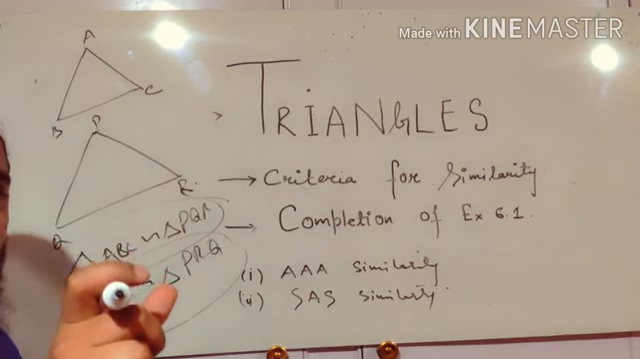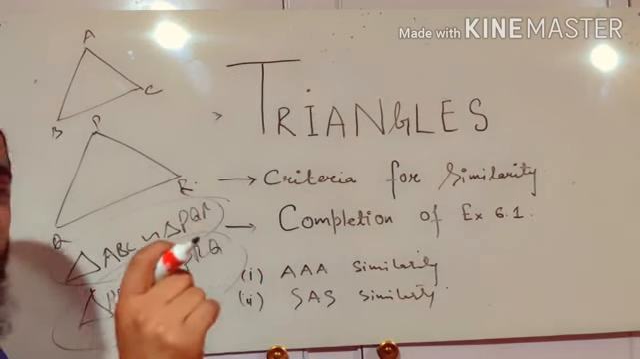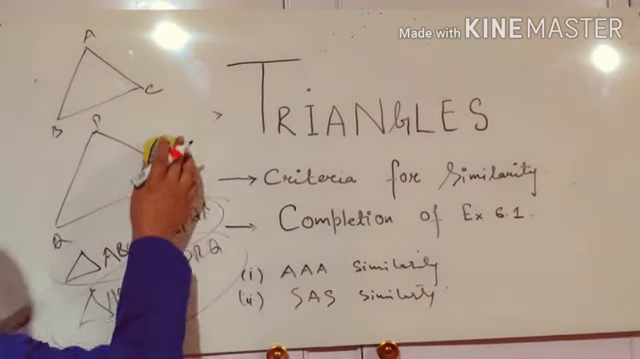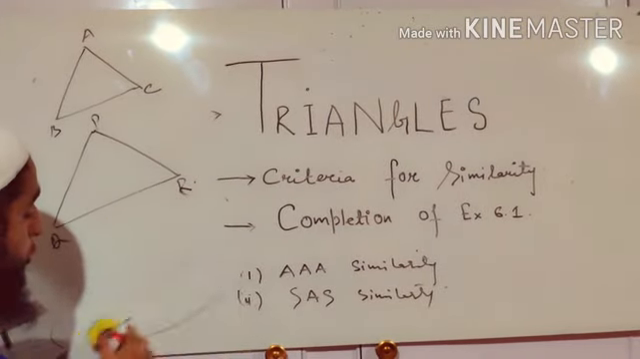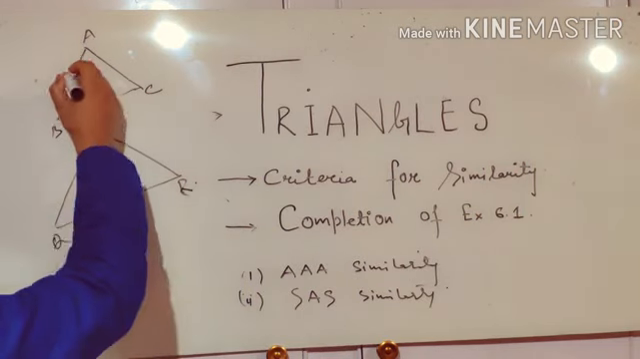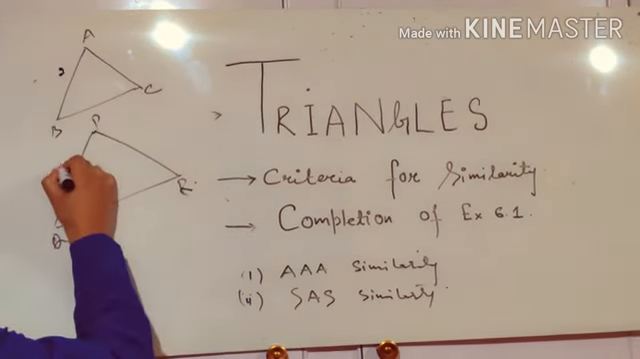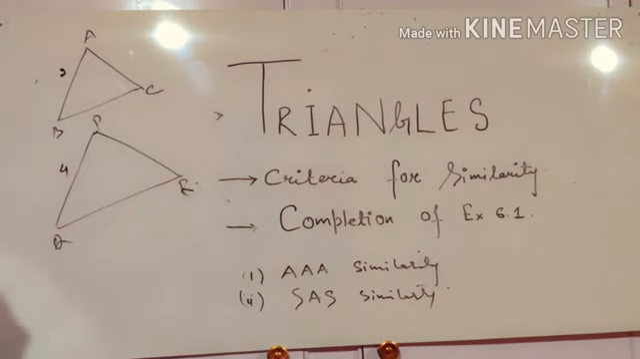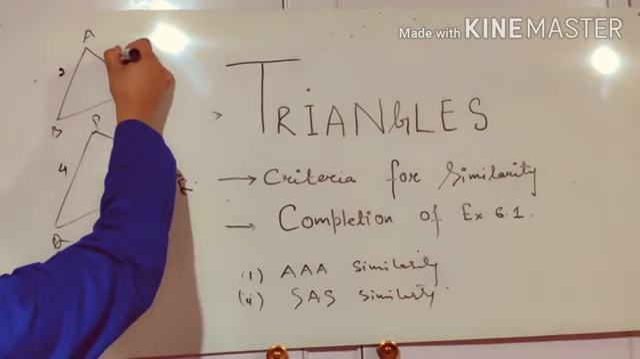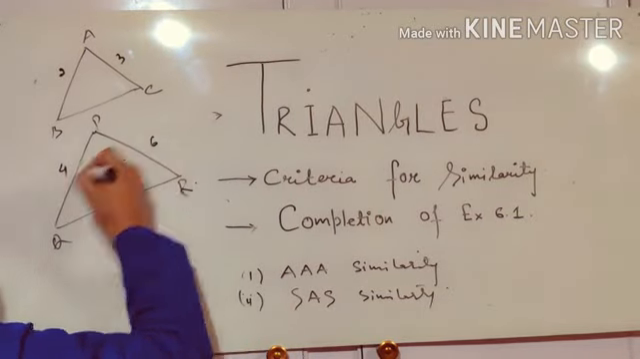The angles which are equal, the names of those vertices must be written in the same order. I will show each and everything. You don't have to worry, but these are the most important concepts of this chapter. After that, for example, this is 2, this is 4, this is 3, and this is 6.